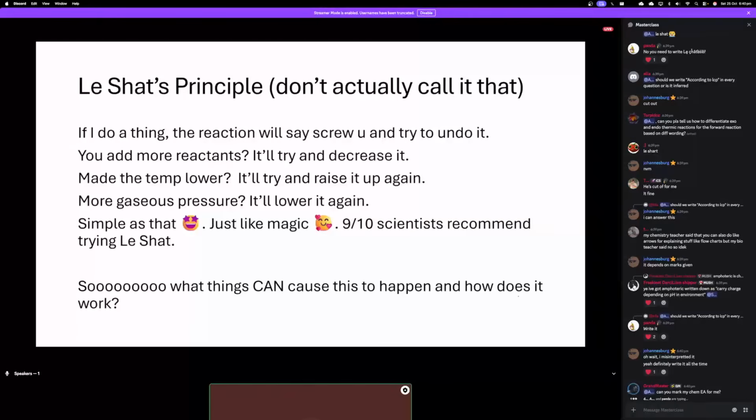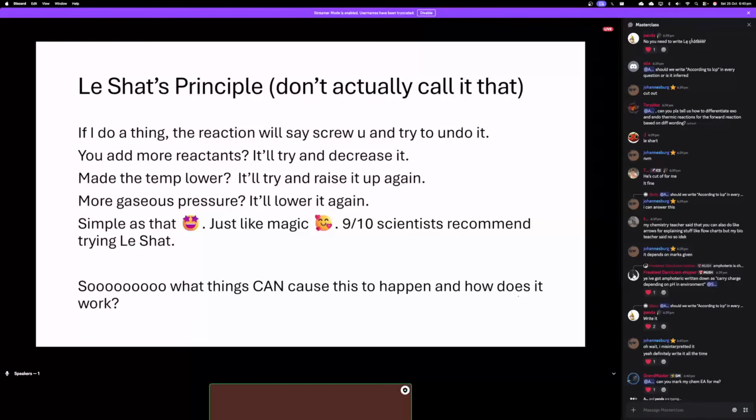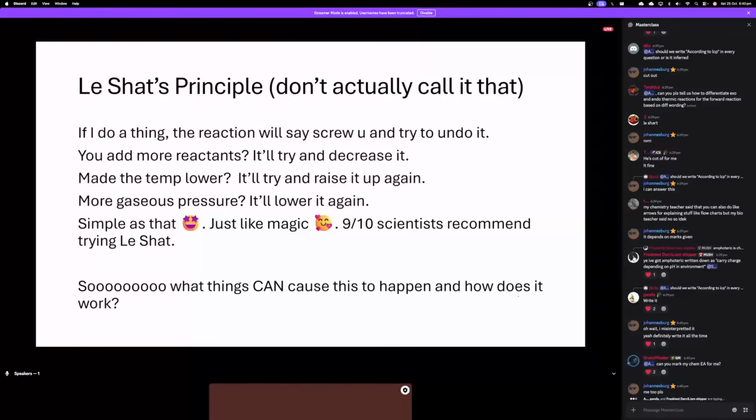I differentiate exo and endothermic reaction for the forward based on different wording. Could you explain what you meant by that? I didn't fully get it, unless someone else got it and could explain.